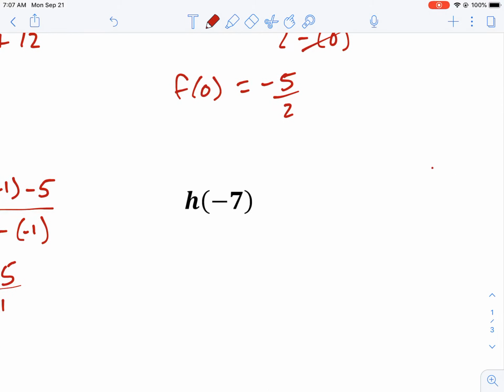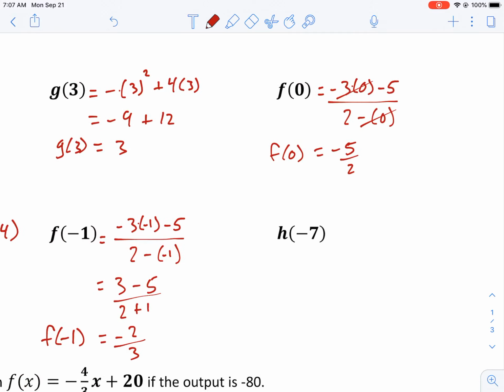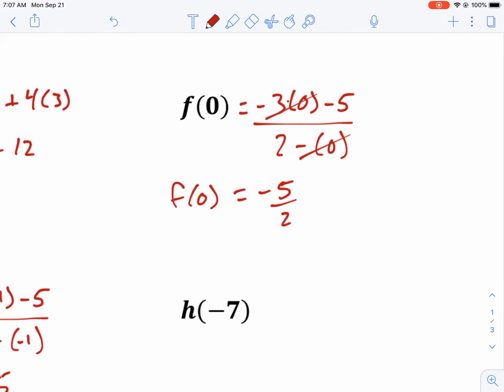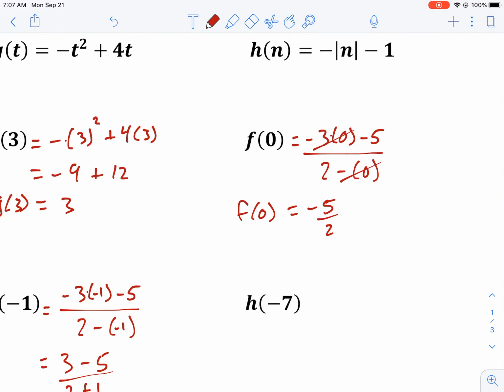And you don't have to watch all of these. If you want to skip, we're kind of just doing the same thing over and over again. Here we've got -7. So we're going to go ahead and plug that in. So we've got -7 minus 1.